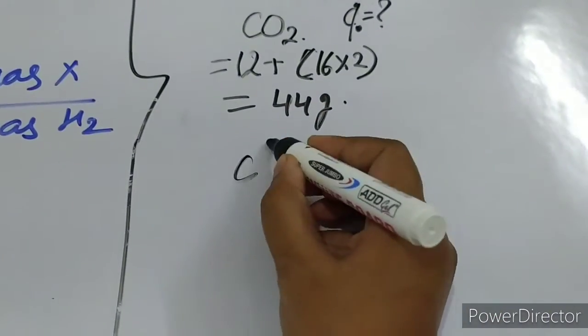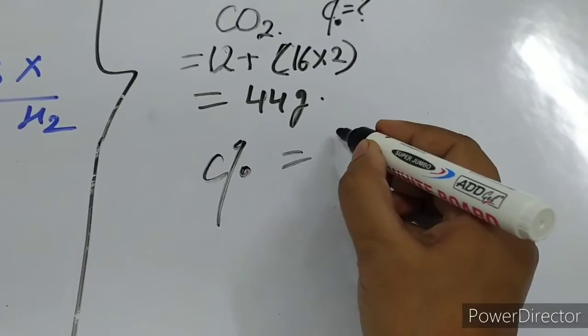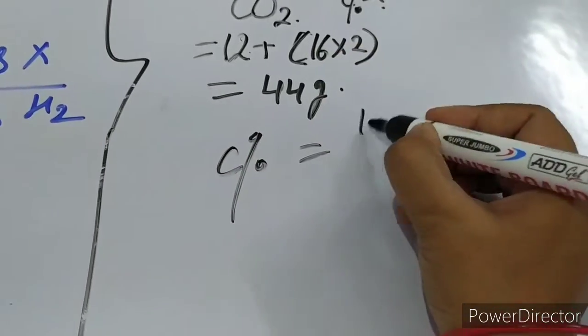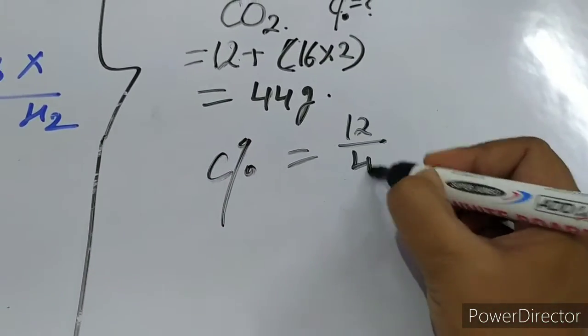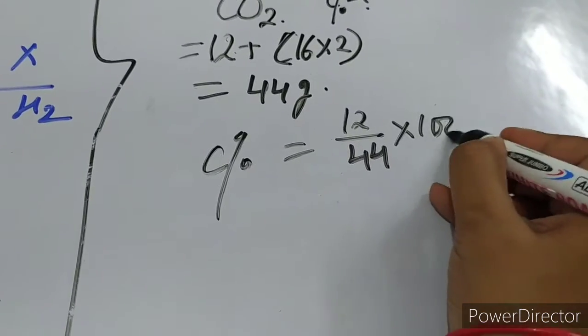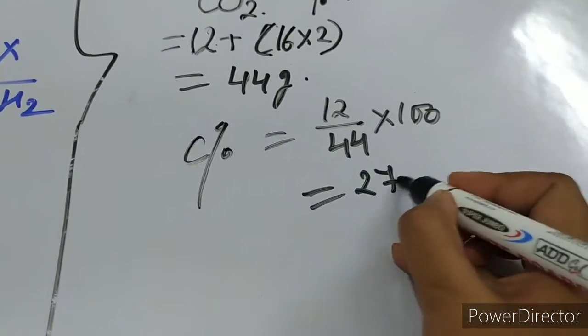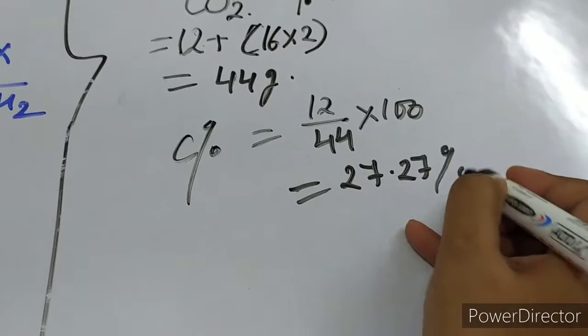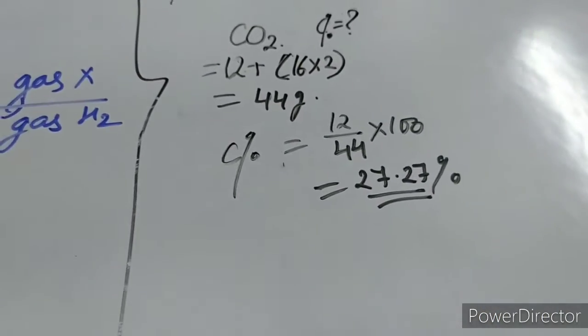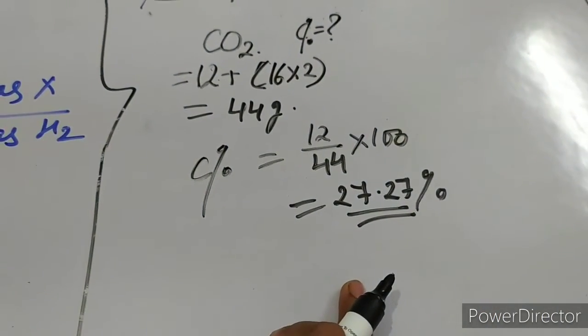Now I have asked you to find the percentage of carbon. So carbon is how much here? It is 12. So we'll write here 12 divided by total weight into 100. And by solving it you will get the answer. You will write it up to 2 decimal places. So this is the percentage composition.